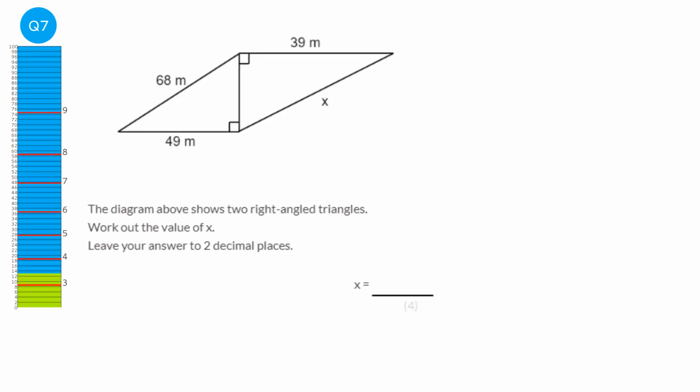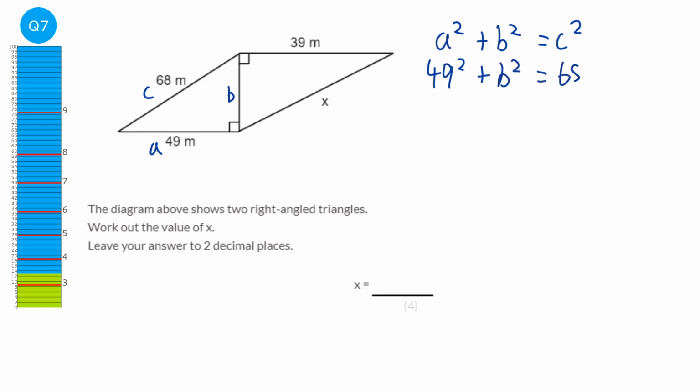We can't work out what x is straight away, but we can find this value here. And we know with Pythagoras we can find a third length if we've got the other 2 in a right angle triangle. So a squared plus b squared equals c squared. And a and b were labelled. C is always opposite the right angle. So it'd be 49 squared plus b squared equals 68 squared. And 49 squared is 2,401.